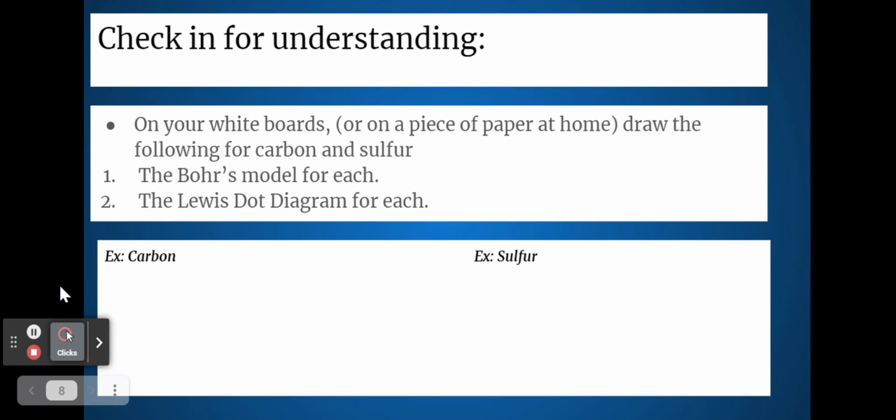Okay, if you were in class with me in person, you would be doing this on your whiteboards right in front of you. At home, this is your time to check for understanding. You might have this in an Edpuzzle where you can share with me the picture of your work while you're doing this. So on a piece of paper or a whiteboard, please draw the Bohr's model for each one of these, and then please draw the Lewis dot diagrams for each. I'm going to pause for a moment and let you do that. And then when we come back, you can check your work.